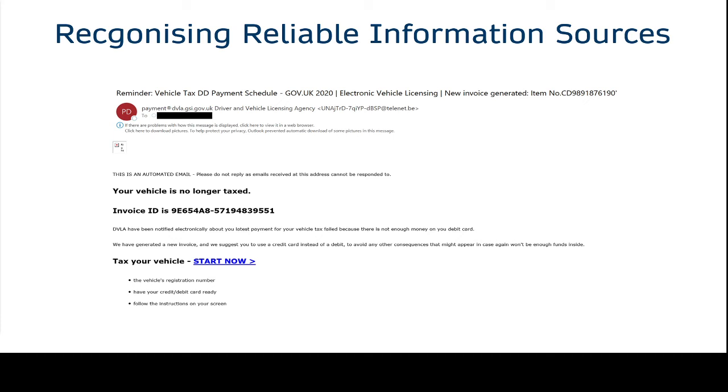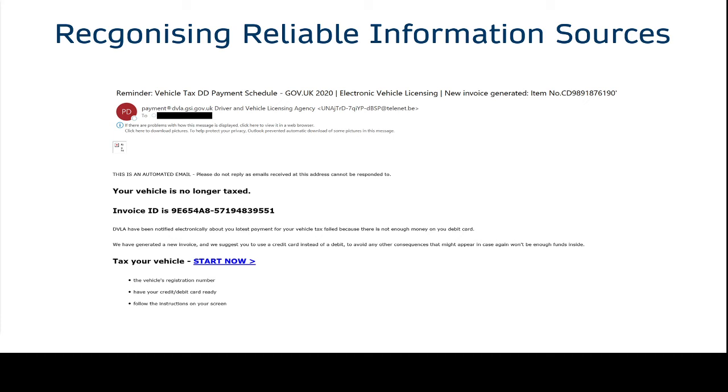Well, first of all, if I look at who it's from, it says payment dvla.gsi.gov.uk, which at first glance looks like their email address, but you quickly see that's actually just the name that the person's picked for this email address. Where it's got the two little arrows pointing either way, it's got the email address in the middle. You'll see that the email address it's been sent from is at telenet.be. Obviously, if it was from the DVLA, it'd be at gov.uk.